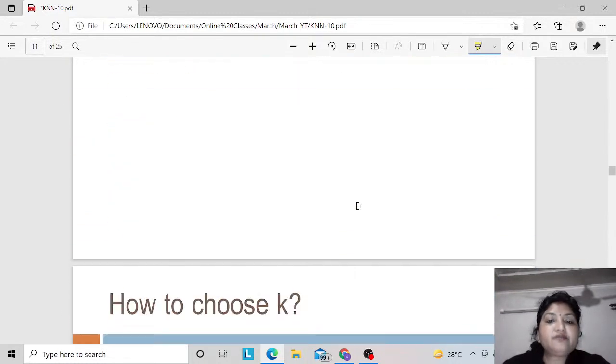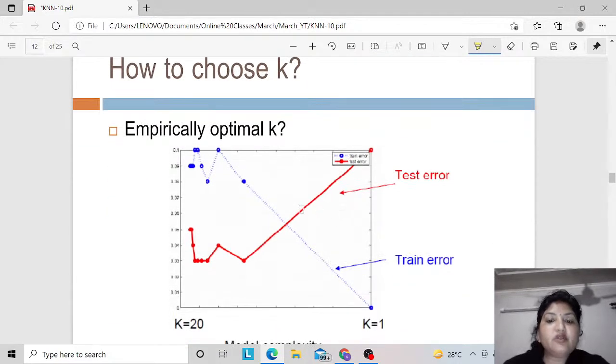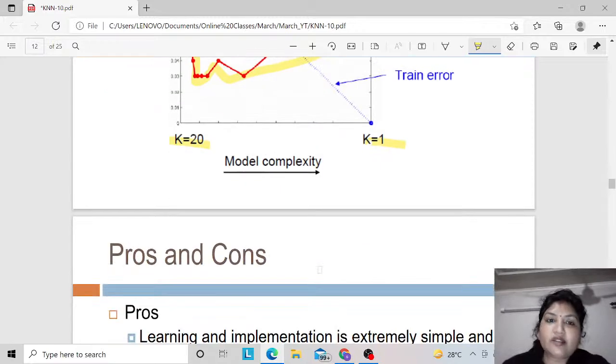Then let us see one diagram also. I told you whenever we train the data, there could be training error, there could be testing errors as well. So we try to minimize both the errors, right? So here we have the testing error when k is 20 and when k is 1. So model complexity would be more in that case.